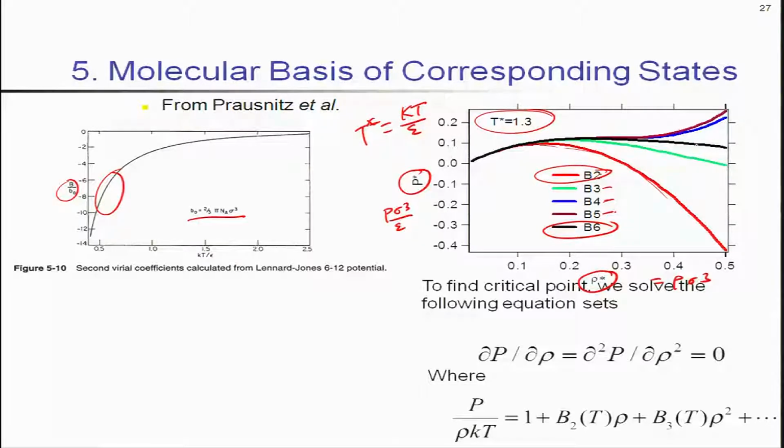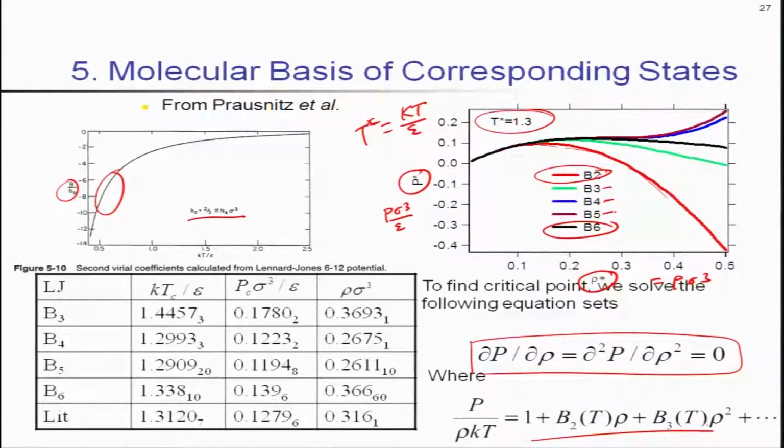Now, to find the critical point, we can solve this equation. The first derivative and second derivative should be 0 due to this inflection point, where of course we know this equation here. Now, this has been done by some people, and if you include B3, for Lennard-Jones the critical point, that is your T star, this is your P star, and this is your rho star, is given in this way. So there is a fluctuation in the value.